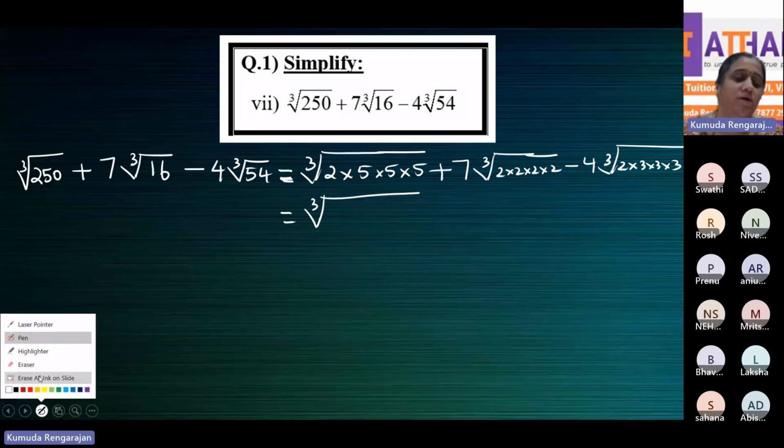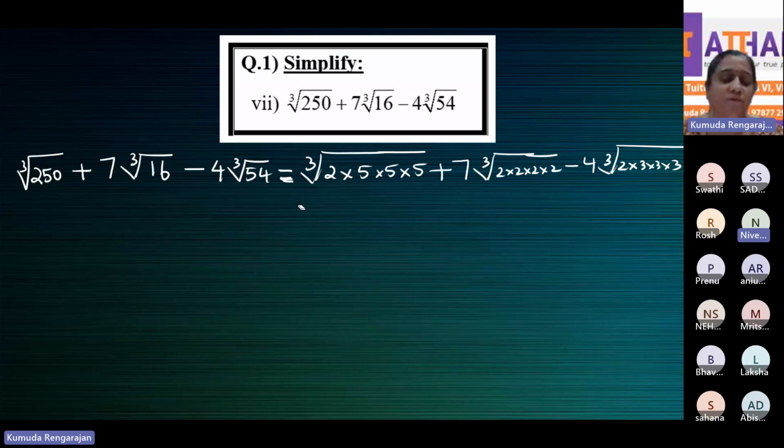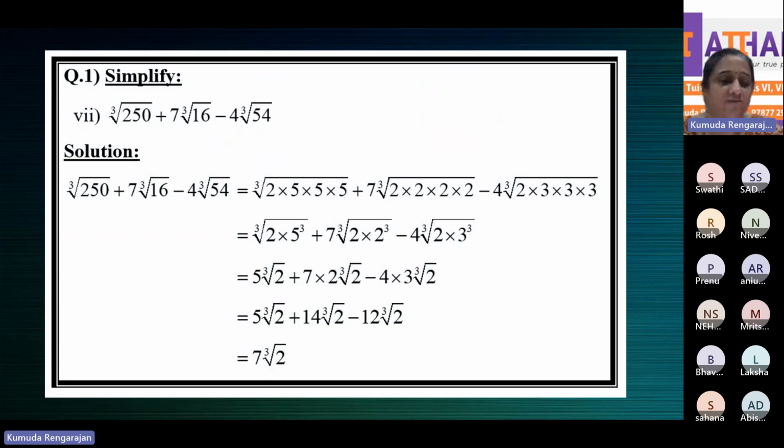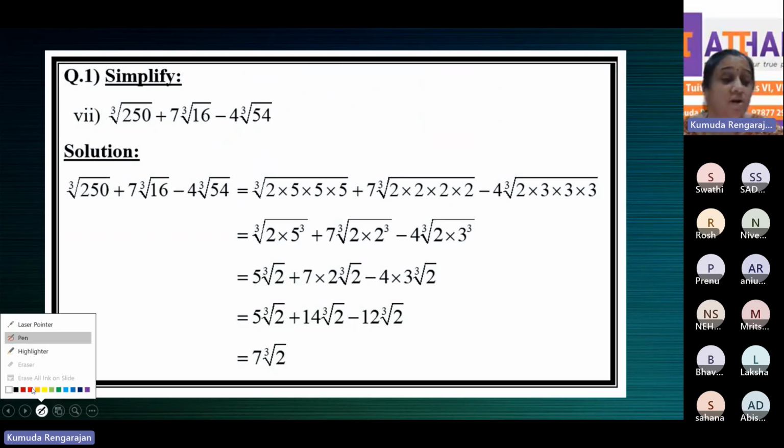I was expecting the next step: under the cube root, there are three 5s. So from three 5s, one 5 comes out, and what is remaining is a 2. Cube root of 2. I'm sorry, I didn't realize I had written this step. It is optional, not wrong.